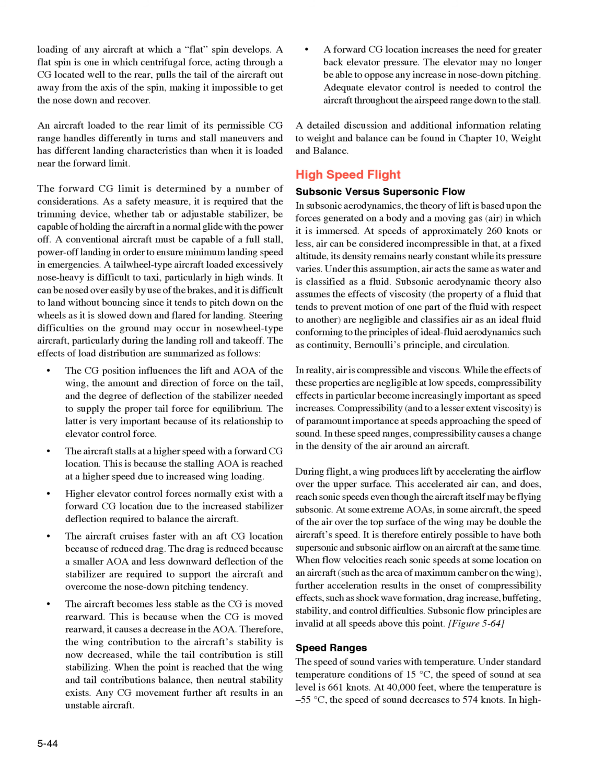The forward CG limit is determined by a number of considerations. As a safety measure, it is required that the trimming device, whether tab or adjustable stabilizer, be capable of holding the aircraft in a normal glide with the power off. A conventional aircraft must be capable of a full stall, power off landing in order to ensure minimum landing speed in emergencies.